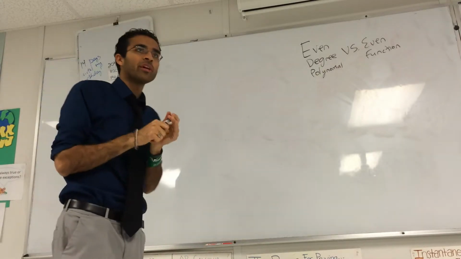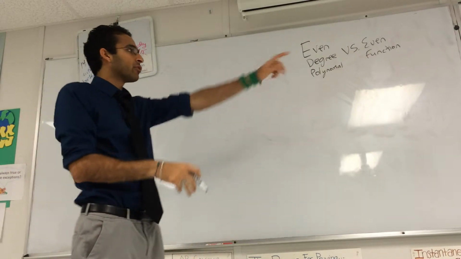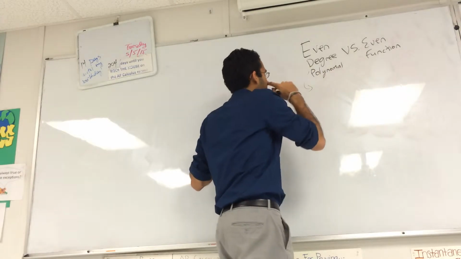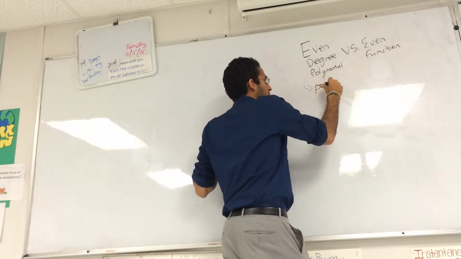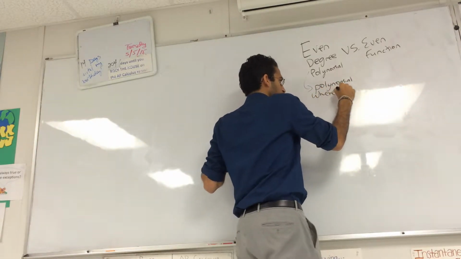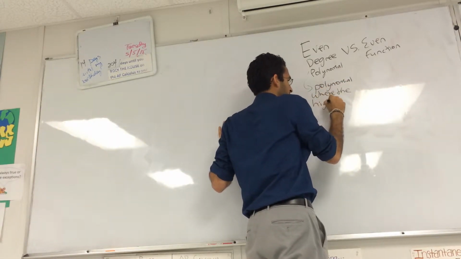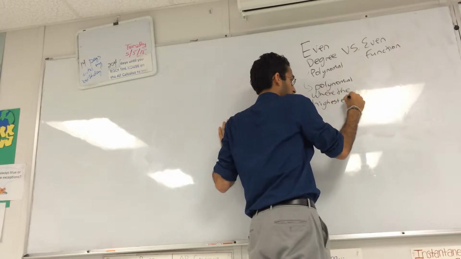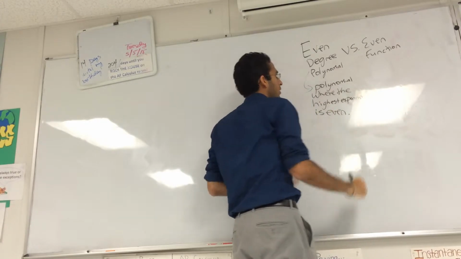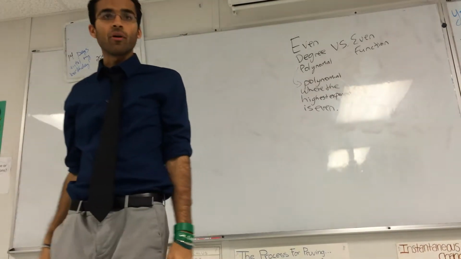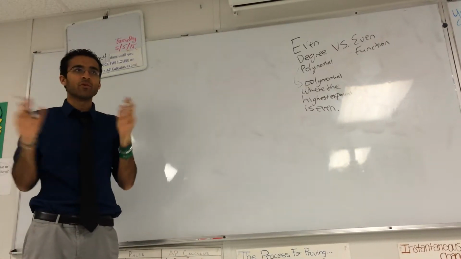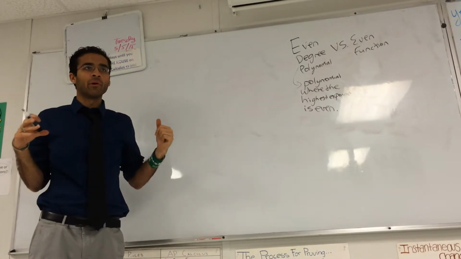An even degree polynomial, we talked about how it looks on a graph: the ends go in the same direction. Mathematically, if you have an equation, an even degree polynomial is a polynomial where the highest exponent is even. An even degree polynomial is just a polynomial where the highest exponent, the biggest exponent, is an even number.